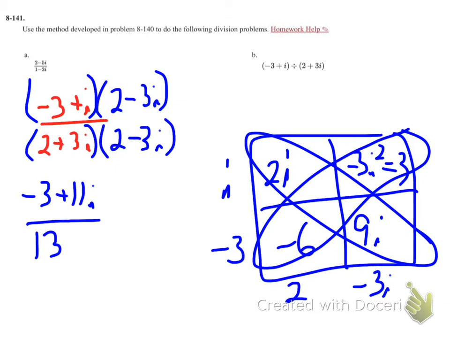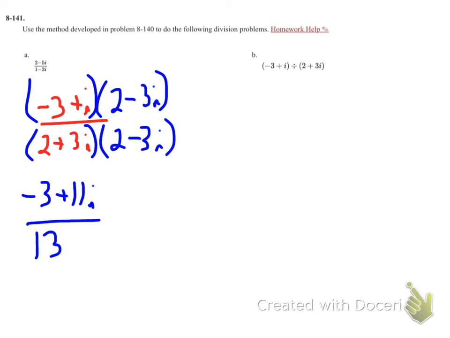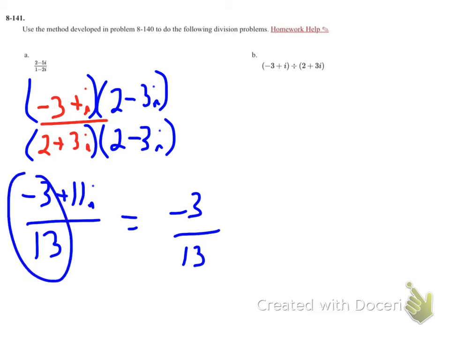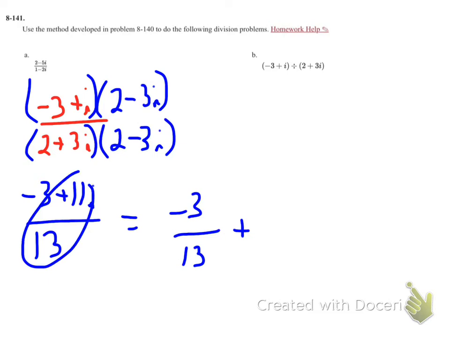The last step now is breaking it in between its real and imaginary parts. So negative 3 over 13 is that one, plus 11i over 13, or 11 over 13 i.